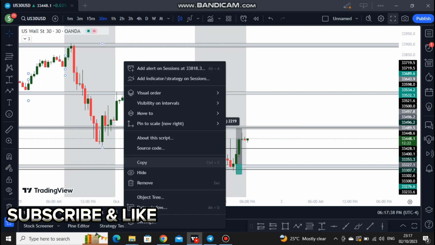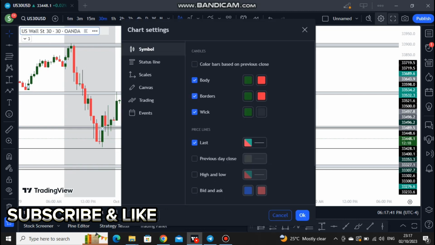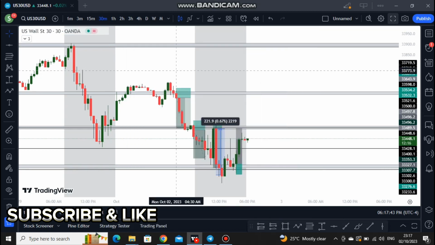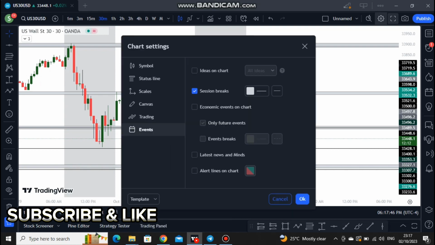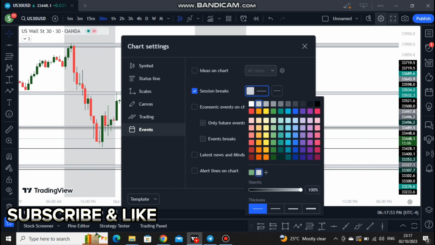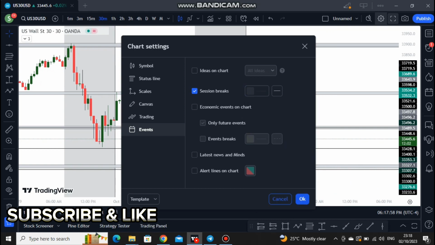Okay, I can just show you this right now. You also want to add this indicator, which is the session breaks here. Make sure that it's added here, make it black so that you can be able to identify it, and that is all we need, right?